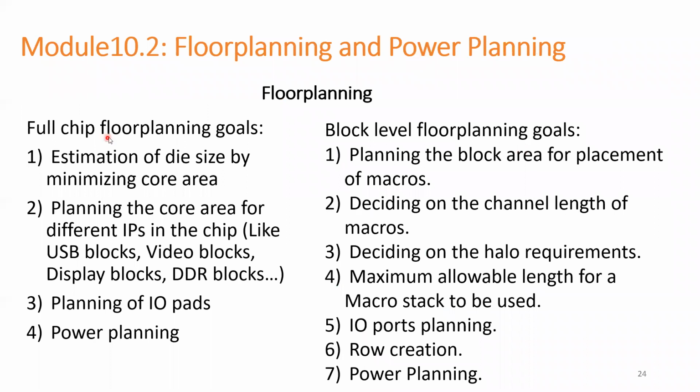So there are two levels of floor planning. One is full chip level floor planning and the other one is block level floor planning. These are the goals for the full chip engineer and block level engineer. In full chip floor planning, there is estimation of die size by minimizing core area. The IP placement has to be planned by the full chip engineer in such a way that the core area is optimized.